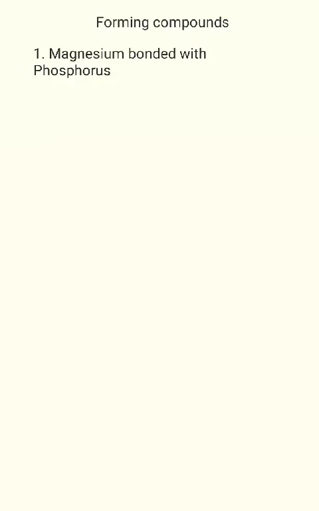Okay guys, we're gonna do a quick review. This is gonna hopefully be a short video on how to form compounds. So here we go. The first one is magnesium bonded with phosphorus. The first thing we gotta see is the two elements, right? We have magnesium and we have phosphorus.